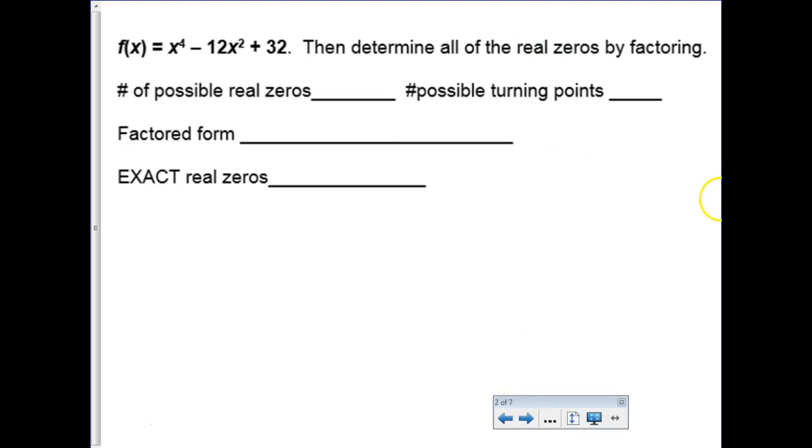And so here it does give you a little heads up that you should try factoring this to find the real zeros. But before you do that, the number of possible real zeros could be anywhere up to 4. And then the number of possible turning points is 1 less than that, so a 3. So the number of possible real zeros is just whatever the degree is, and the turning points would be the degree minus 1. It's not in factored form, so it's going to require a little fancy factoring on your part.